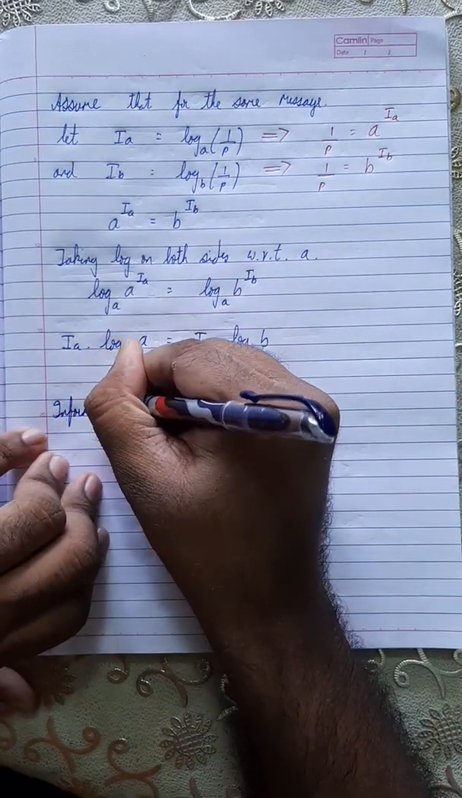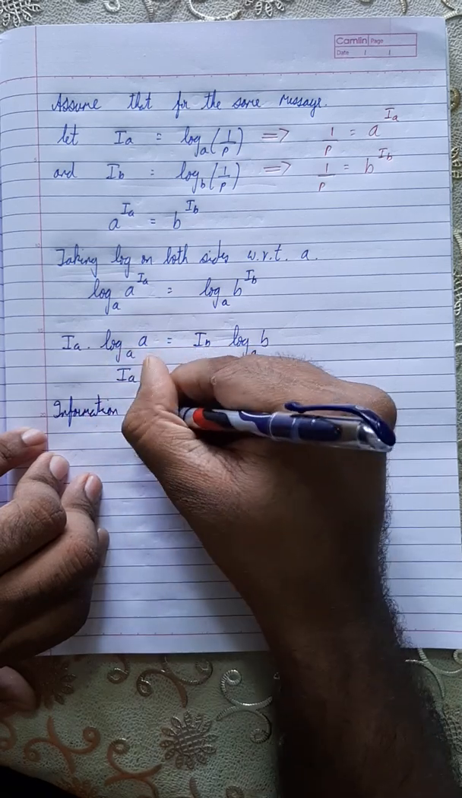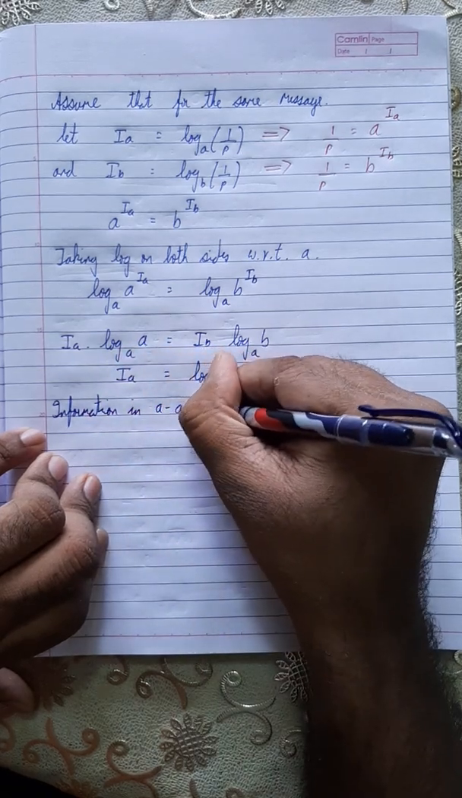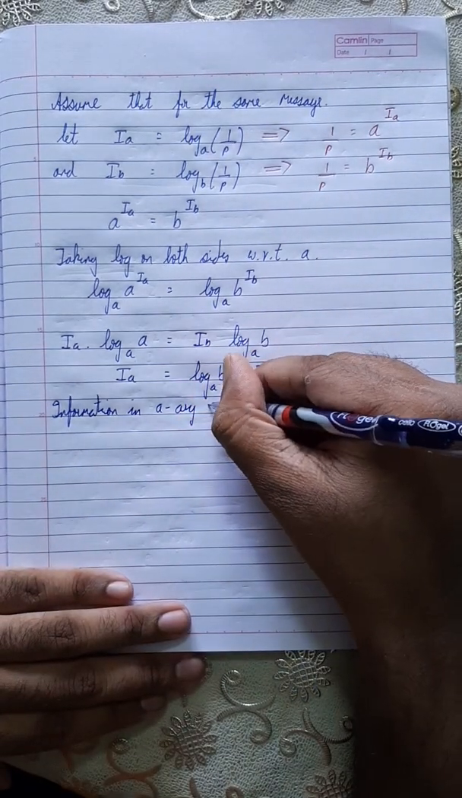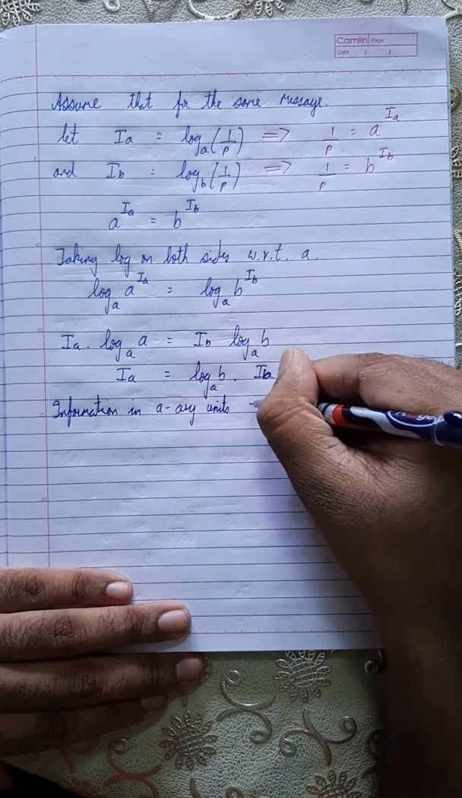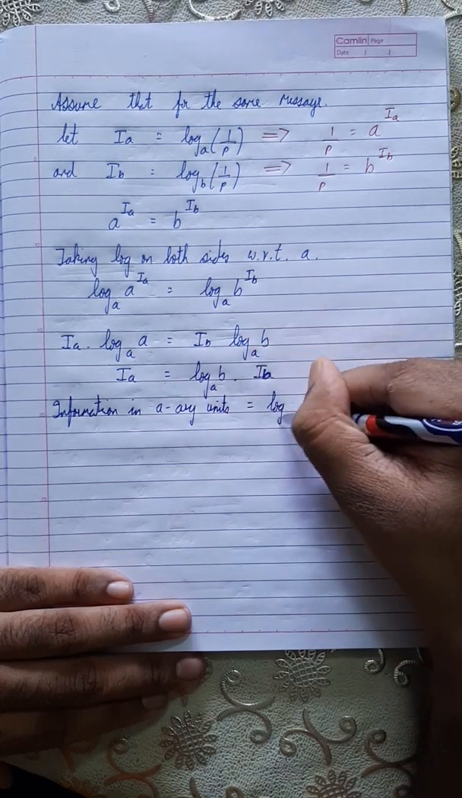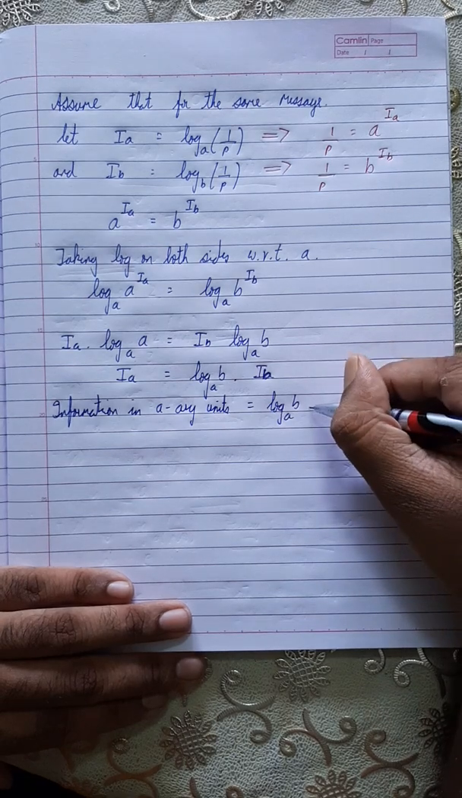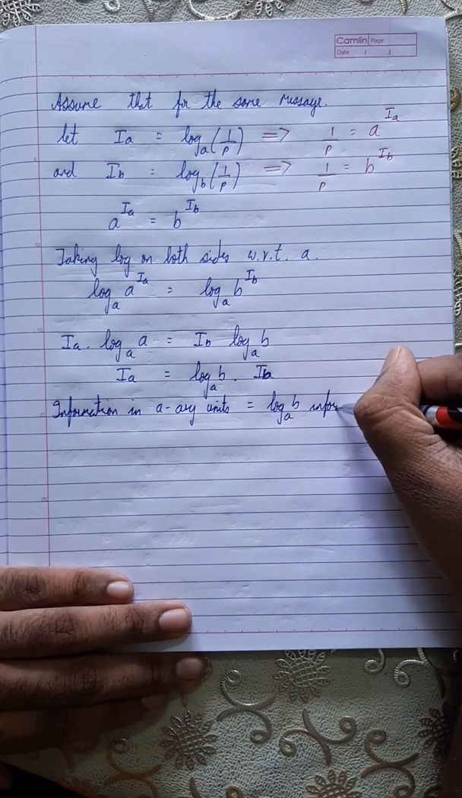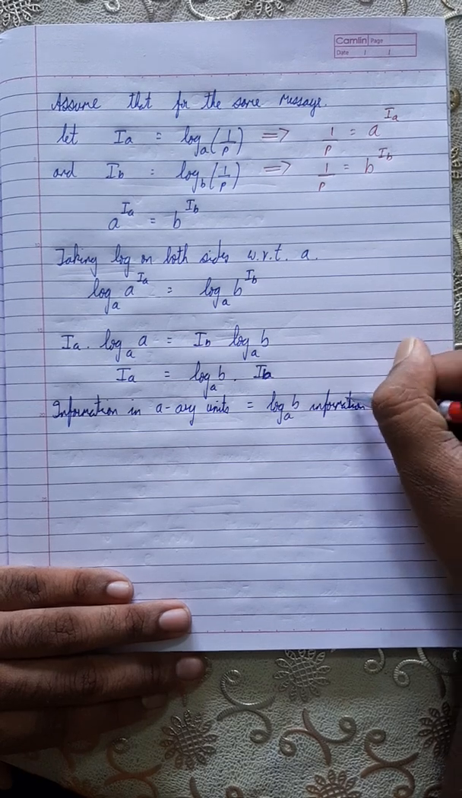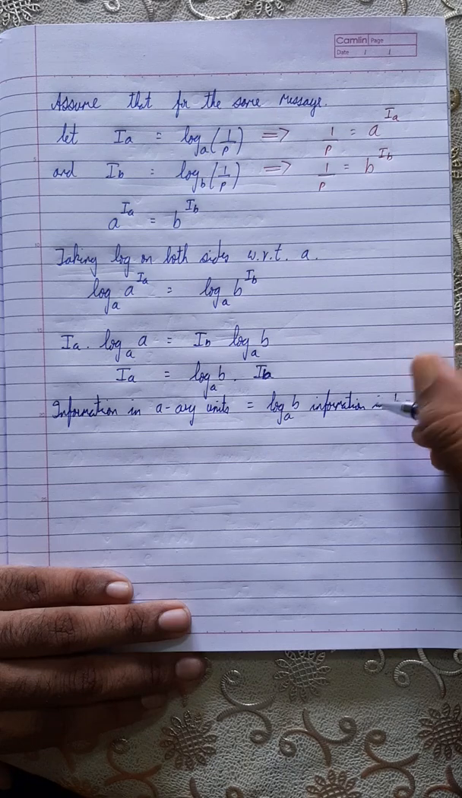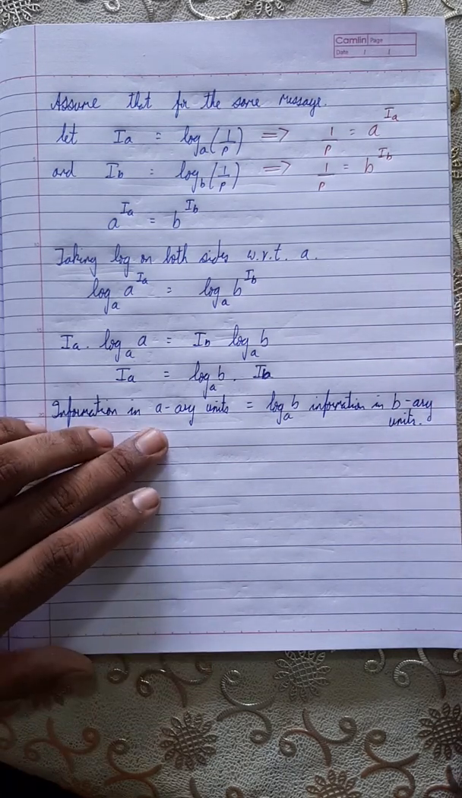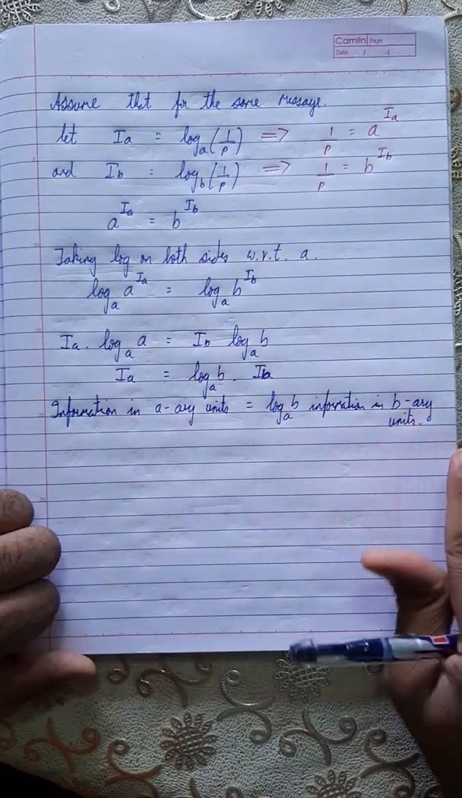In other words, information in a-ary units is equal to log b to the base a times information in b-ary units. I don't know the values of a and b, that's why I'm saying a-ary units and b-ary units.